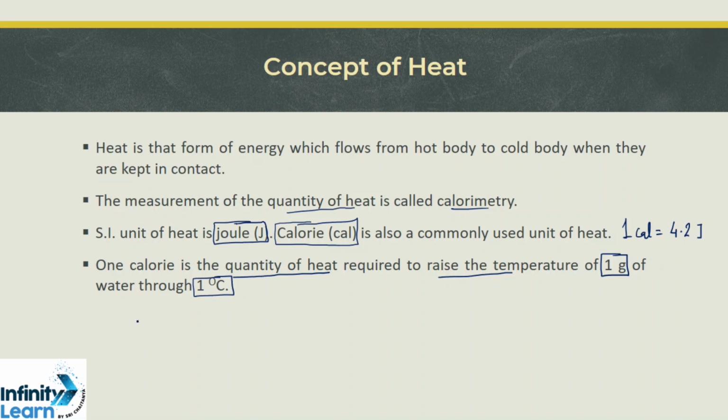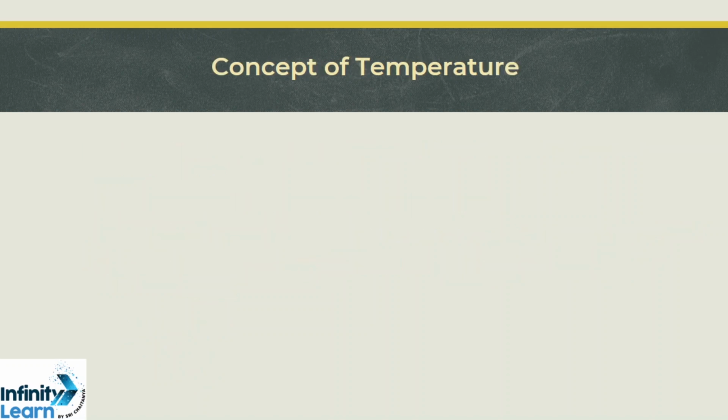Now calorie is basically a smaller unit. For higher values of heat we use kilocalorie, and 1 kilocalorie, as we all know, will be how much? 1000 calories. So if the same definition is asked, what is 1 kilocalorie, then the definition will be: 1 kilocalorie is the quantity of heat required to raise the temperature of, instead of 1 gram, 1 kg of water through 1 degree Celsius. And this kilocalorie part, it is mostly on all packaged food, you will find the value of energy written in terms of kilocalories.